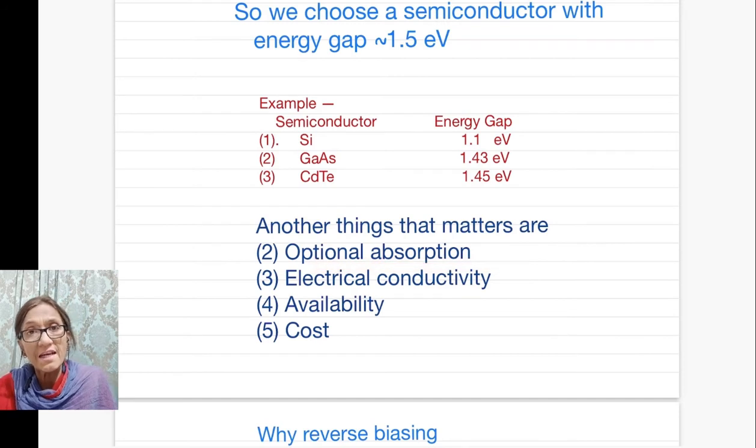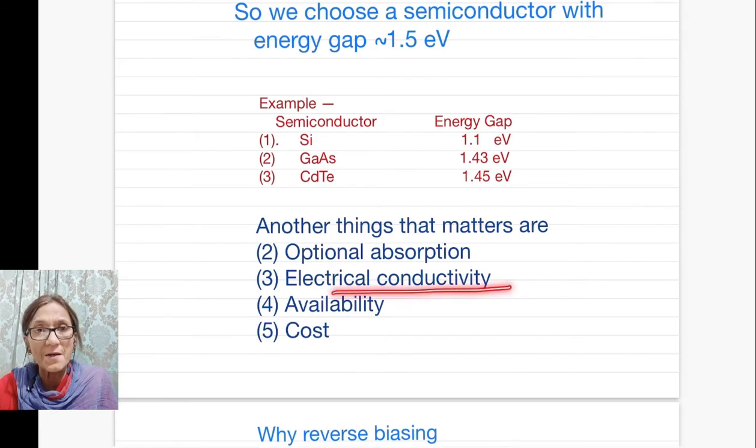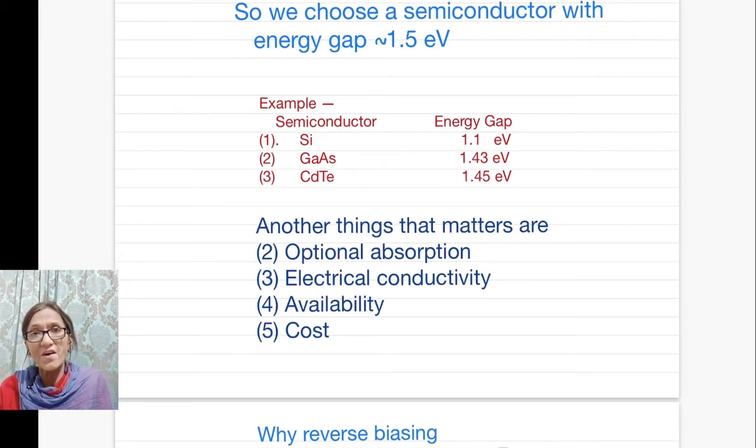And then yet another very important criterion for selecting semiconductors for photodiode is electrical conductivity. So all these things are considered, and therefore gallium arsenide is also a very good photodiode. Availability and cost also matter.